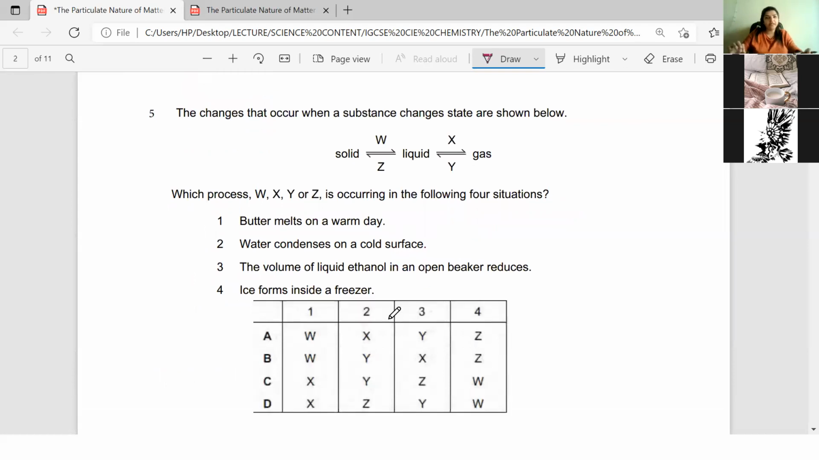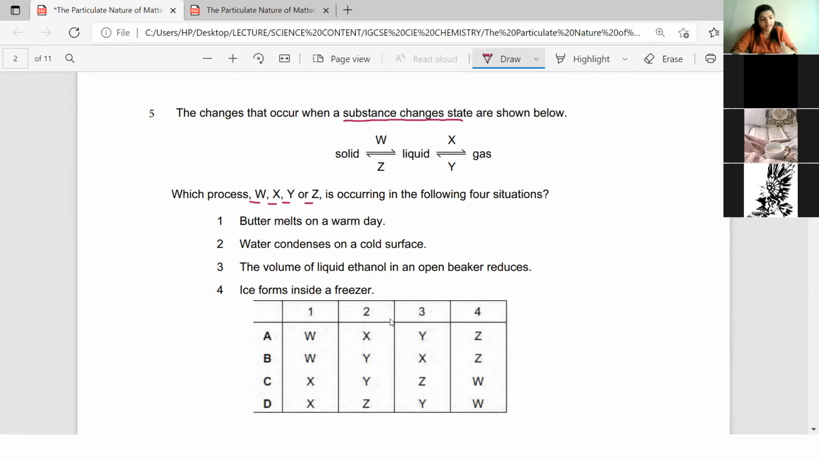Read the question properly and then answer. Others can write the answers in the chat box. The changes that occur when a substance changes state are shown below. Solid to liquid is W, liquid to gas is X, and the reverse changes are Y and Z. Which process, W, X, Y or Z, is occurring in the following 4 situations? The best way to do this question is: butter melts on a warm day. So Alishba, butter melts on a warm day will be which of the 4 letters?